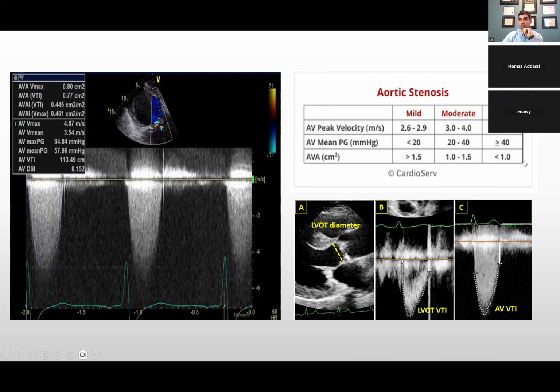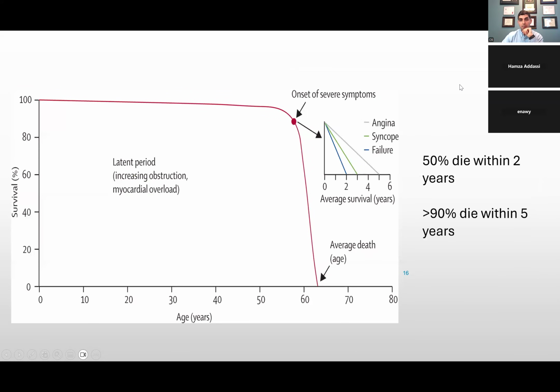Severe is defined by a velocity greater than 4, a mean gradient greater than 40, and a calculated area of less than 1. The problem with aortic stenosis is once someone develops symptoms, and you can see it right here, their trajectory to die is very steep. Once you're symptomatic, you will pretty much crash and burn. People mostly will die within 2 years, and the majority within 5 years.